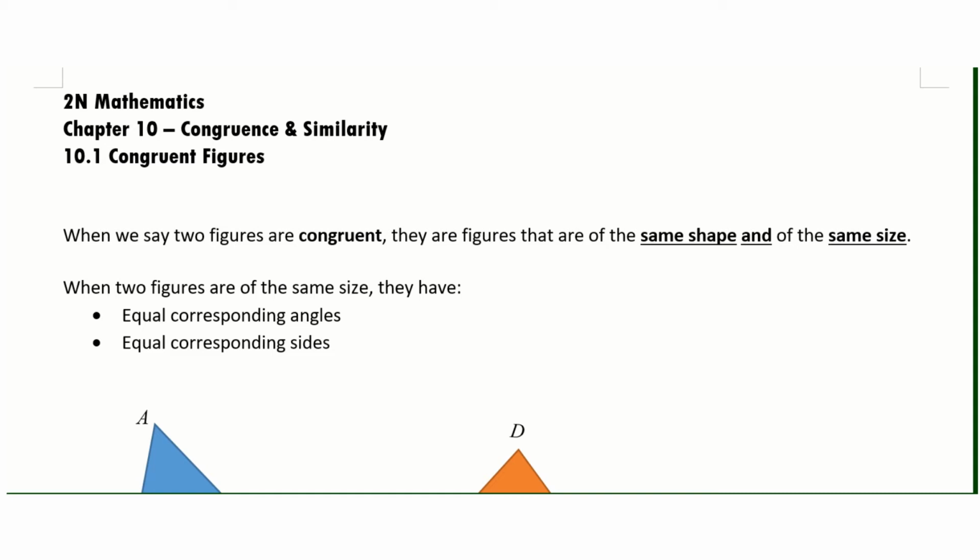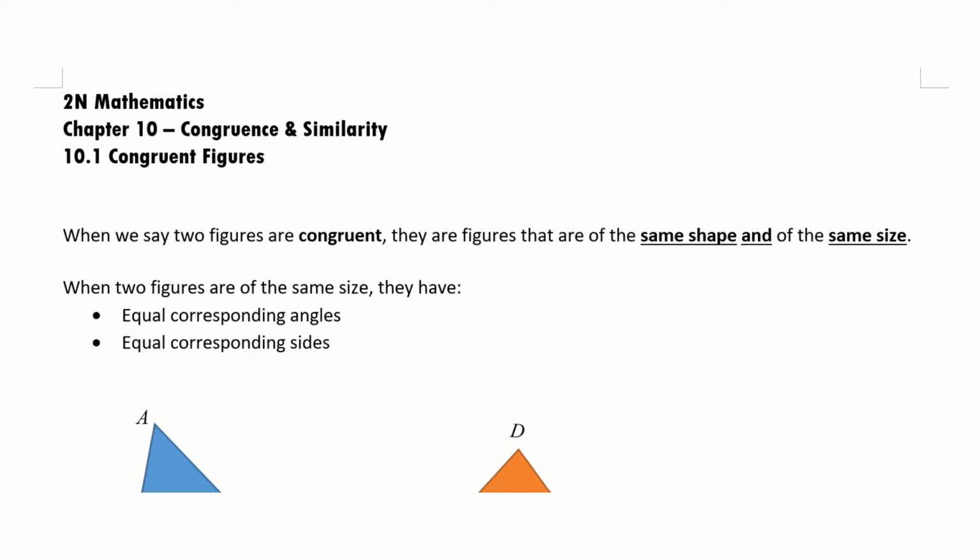Hello everybody. In today's video, we are going to be covering chapter 10.1 on congruent figures. During the previous lesson, we have already learned what congruent actually means. So when we say that two figures are congruent, they are figures that are of the same shape and also of the same size. They must both be the same shape and the same size, then they will be considered congruent.